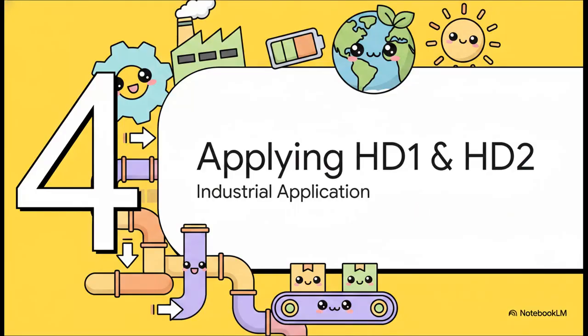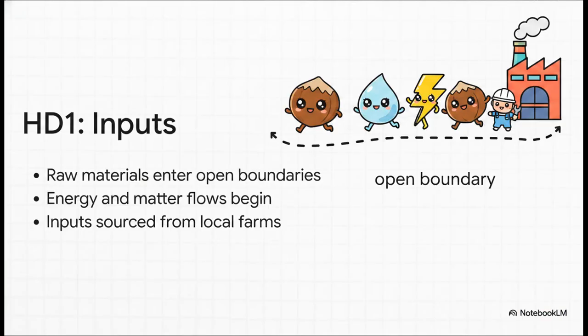Let's jump into part 4 and actually see this in action by applying HD1 and HD2. Holistic diagnosis splits mapping into 2 distinct phases. HD1 focuses entirely on internal energy and matter. To see this in practice, let's track the inputs of an agricultural processing system. Imagine tracing raw materials, let's say harvested hazelnuts, arriving from local farms. These inputs literally cross the open boundaries of our system.